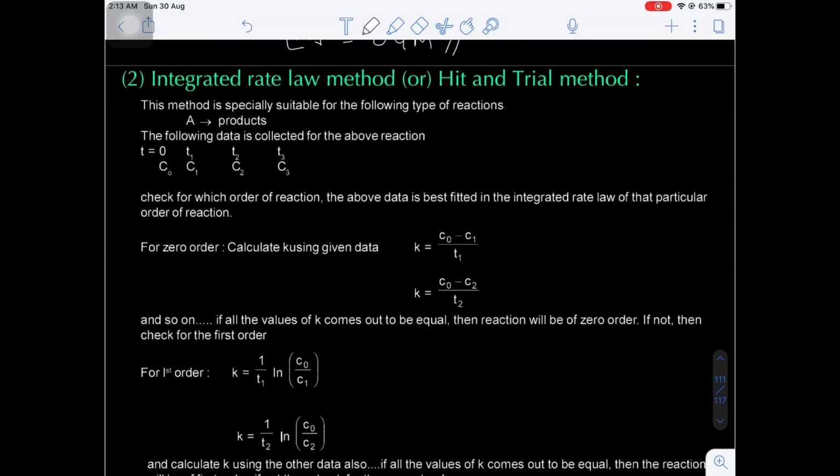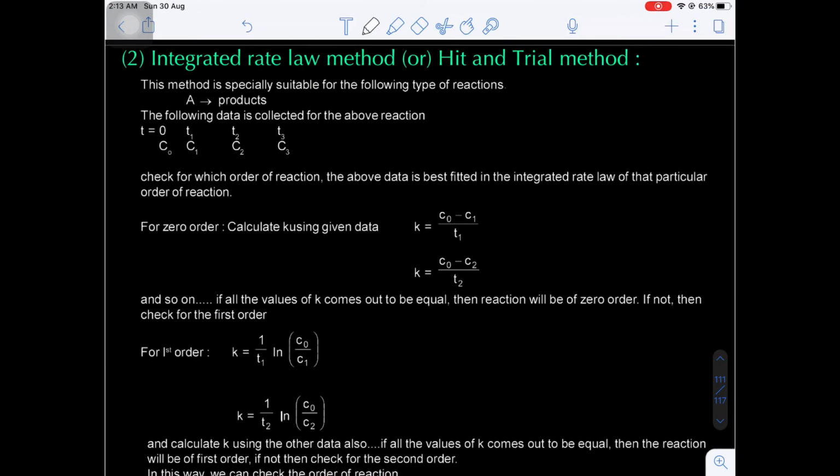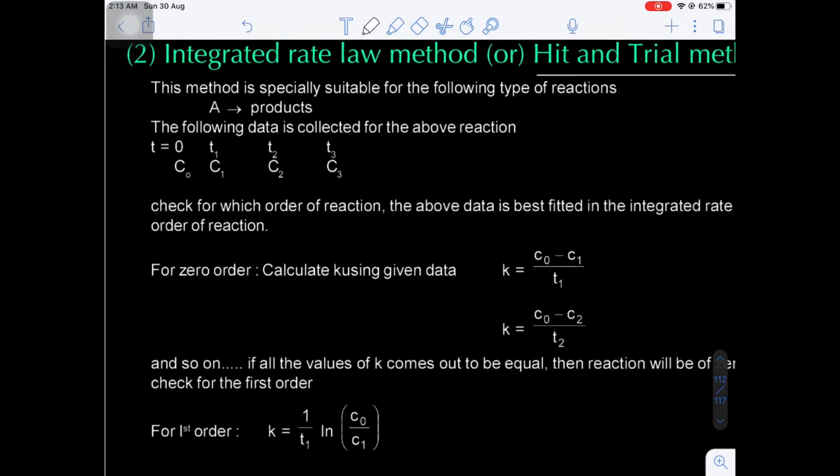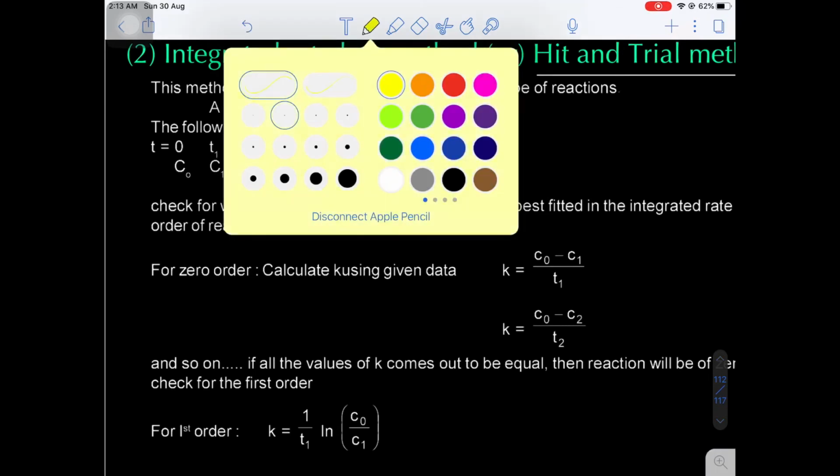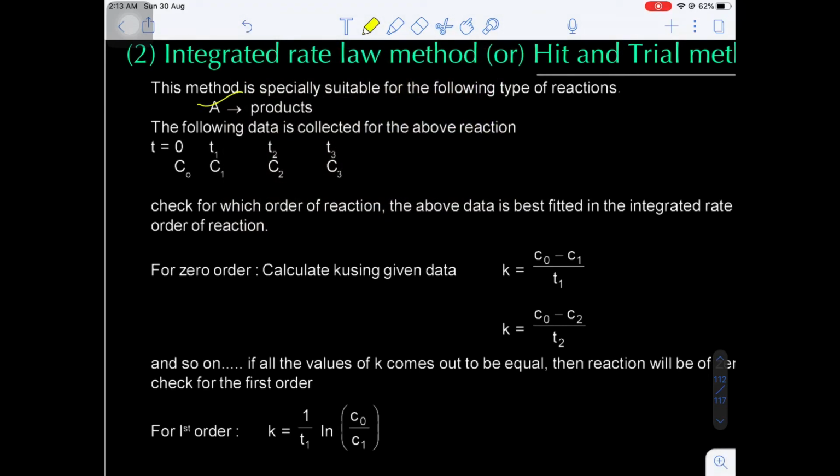Now come to the next concept, that is the experimental method, the integrated rate law method or hit and trial method. In this method, let's suppose a reactant A gives a product. The initial concentration of the reactant will be C0, at a time interval T1 it is C1, at T2 it is C2, at T3 it is C3, and so on.